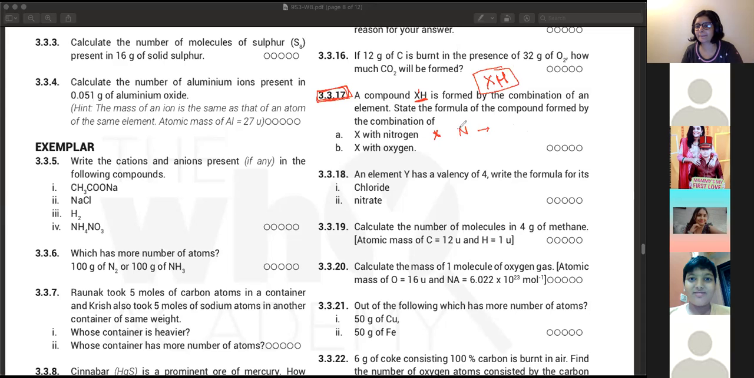What is the valency of nitrogen? Wow, Neil has already sent it.